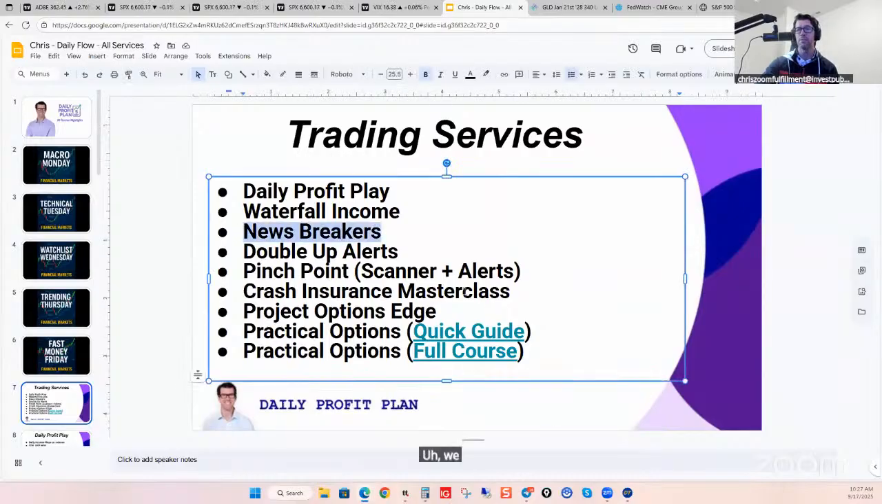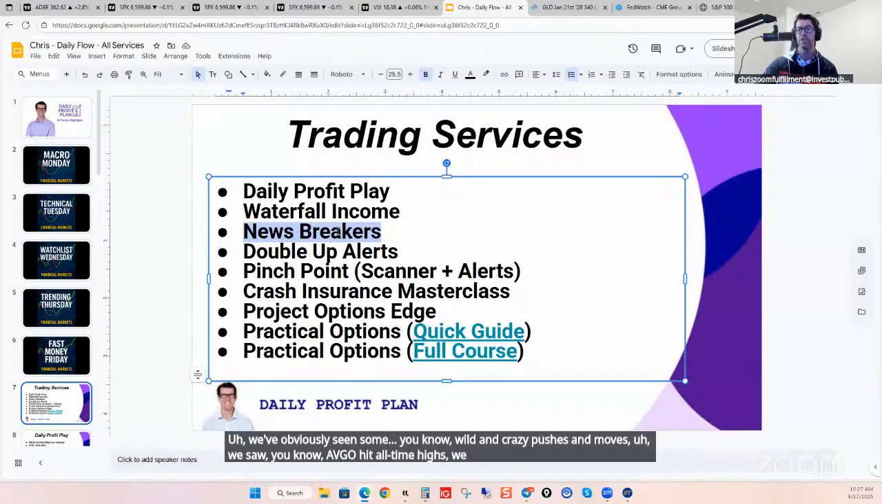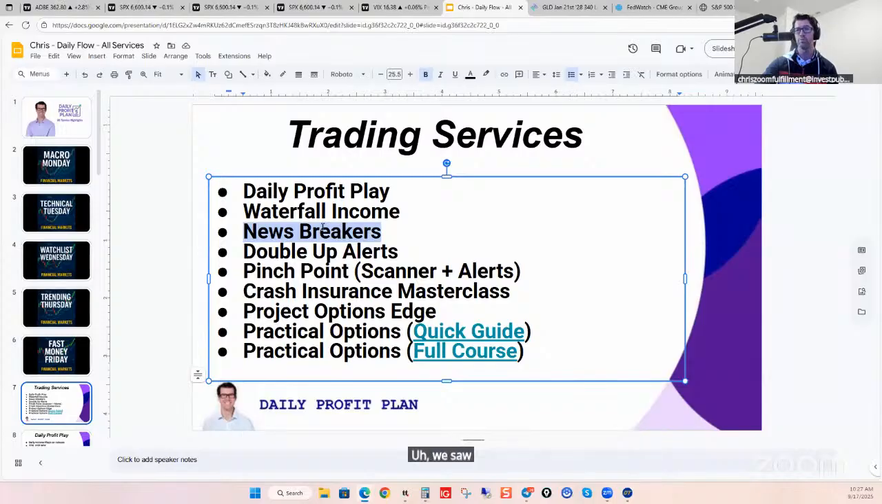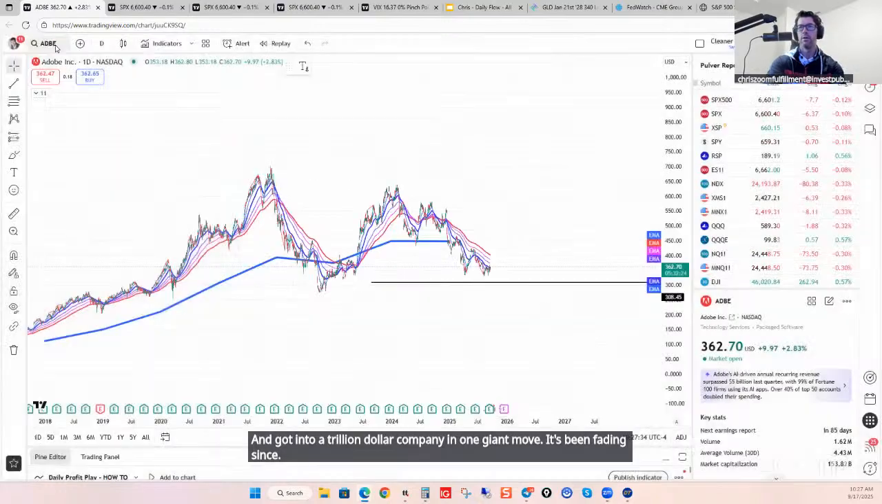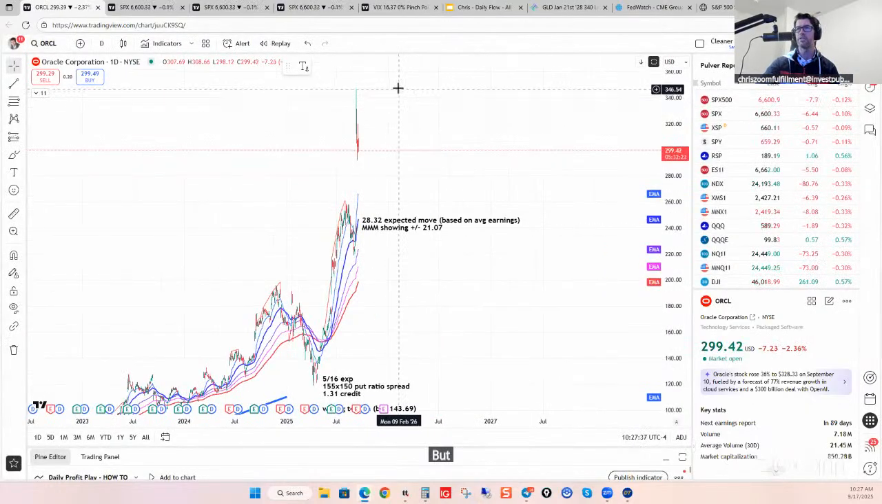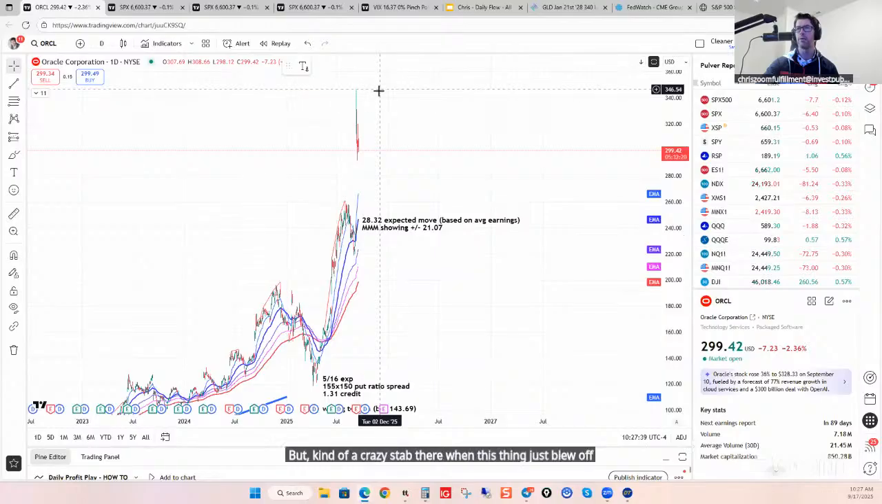We've obviously seen some wild and crazy pushes and moves. We saw AVGO hit all-time highs. We saw Google hit all-time highs. We saw Oracle pretty much break the market. It was up 40% and got into a $1 trillion company in one giant move. It's been fading since, but kind of a crazy stab there when this thing just blew off the top.